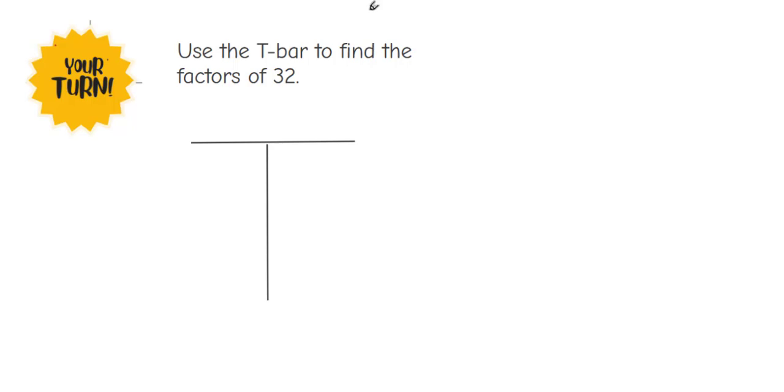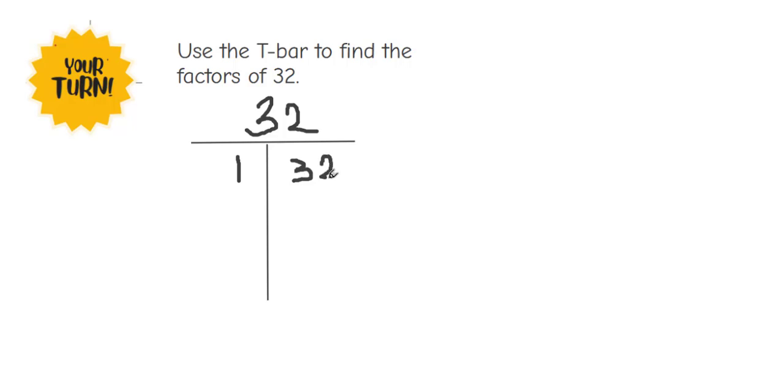Now we're going to use a T-bar. It's kind of like what I just did, where you write them together, next to each other, except you didn't have the T-bar. But find all the factors of 32. If you need to use your multiplication chart, use it, but I'm not going to use it here. I'm just going to write all my factors on the T-bar. Pause the video, then come back.